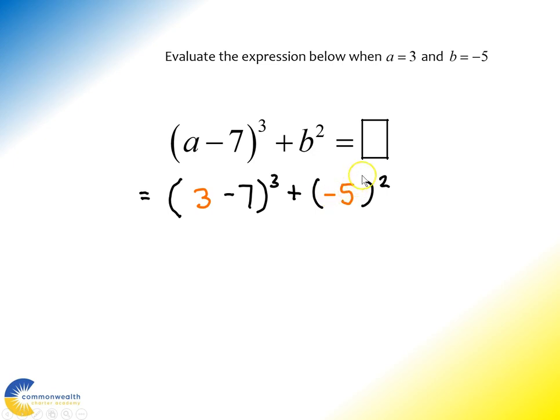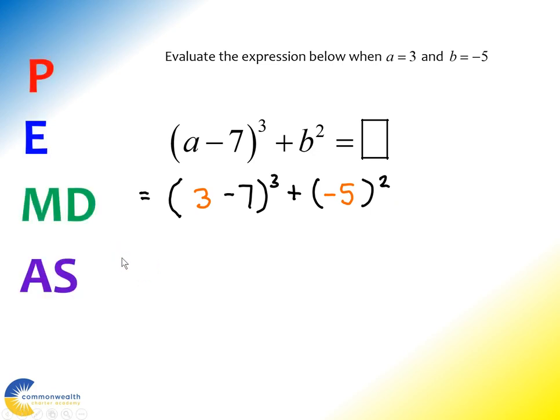And oftentimes when I'm substituting in a number that's negative, in particular, I'm going to make use of parentheses. There are some instances where I'm going to do the same thing for a positive, especially if one of these variables is being multiplied to something. I would do the same thing. So now I have a numeric expression, and I can start following my order of operations.